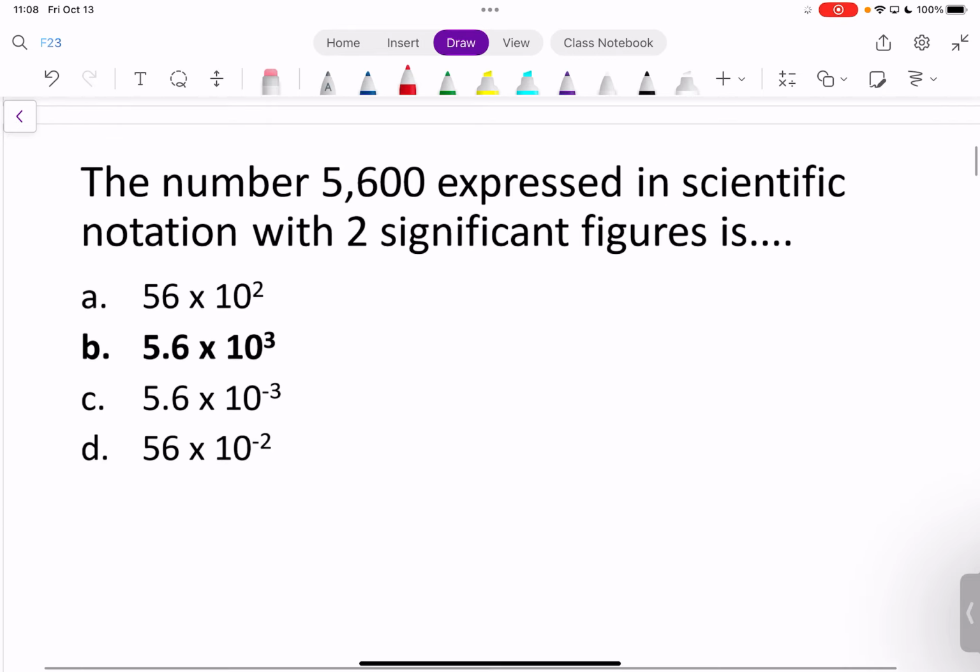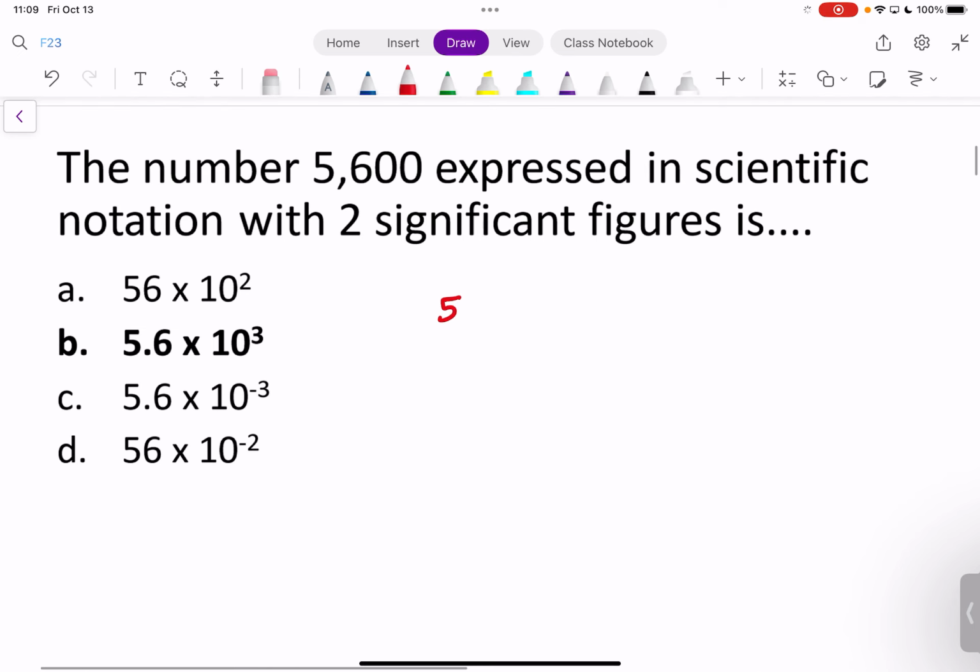So let's see why. 5600, right? What you want to do is figure out where that imaginary decimal point is. Where is the imaginary decimal point? At the end, yeah. And then you want to move that decimal point until it's between the 5 and 6, a number between 1 and 10. So we go 1 and 2 and 3. The reason we put it right between the 5 and the 6 is so that we get a number between 1 and 10. That's the rule. So we have 5.6, and we moved that decimal point 3 places.